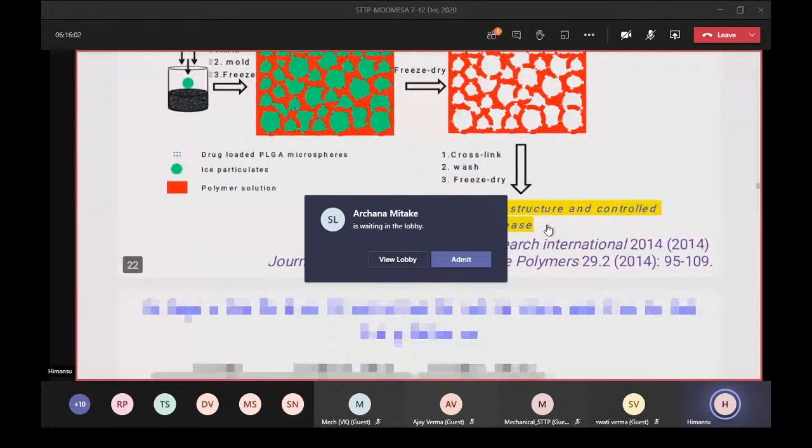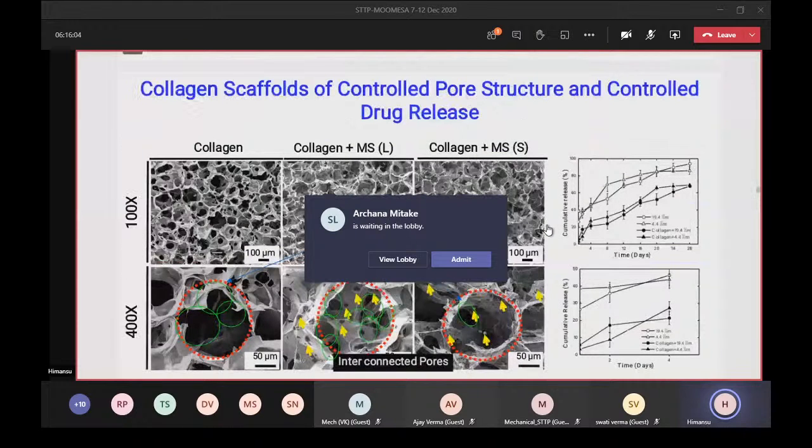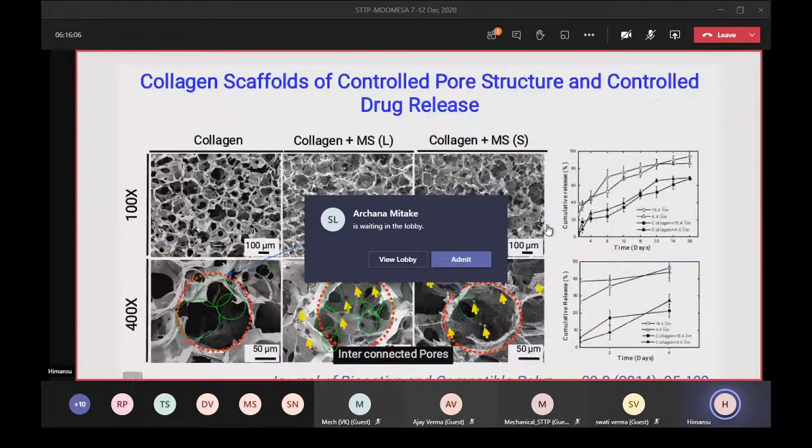Then we did further study. As I said, we have designed 3 kinds of microsphere-incorporated scaffold, and we also studied the insulin release kinetics, because this is very important: whether we can supply the insulin over 3 weeks or 4 weeks or not. So this is a control collagen structure.